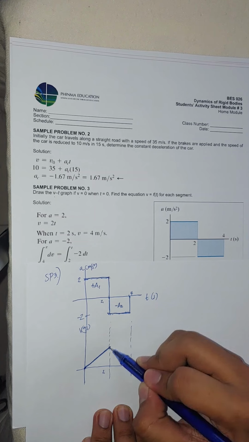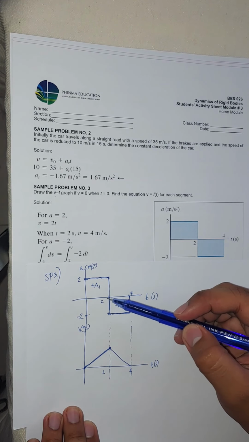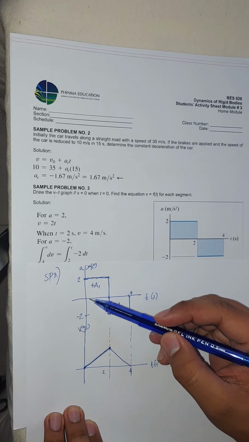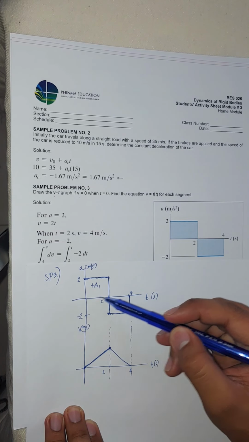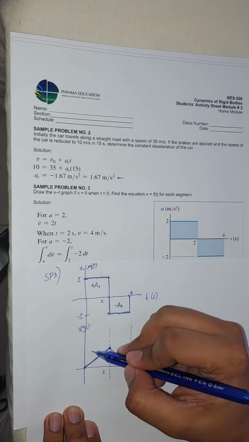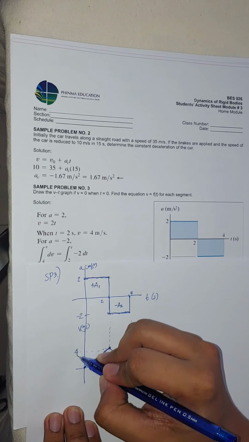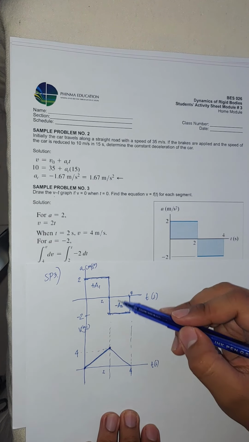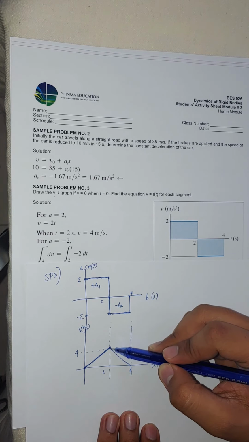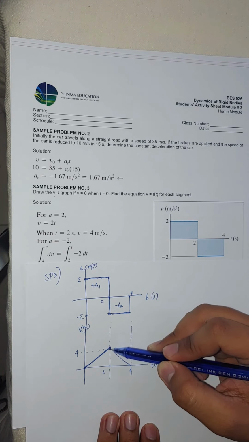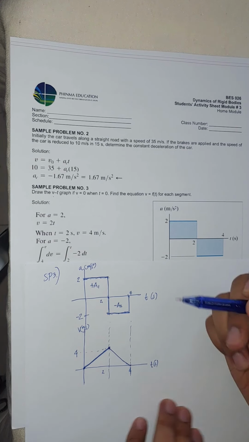So what is the value of the velocity here? We know that the value of the velocity is just equal to the area of this one. So this is 2 and 2, so 2 times 2, this is 4 meters per second. And this one, 2 times negative 2, so that is negative 4. That's why 4 minus 4 is equal to 0 at this point.